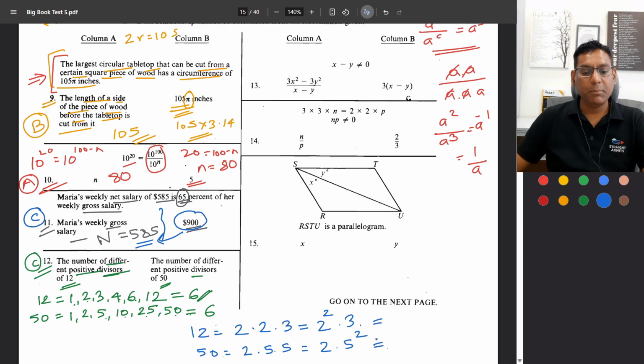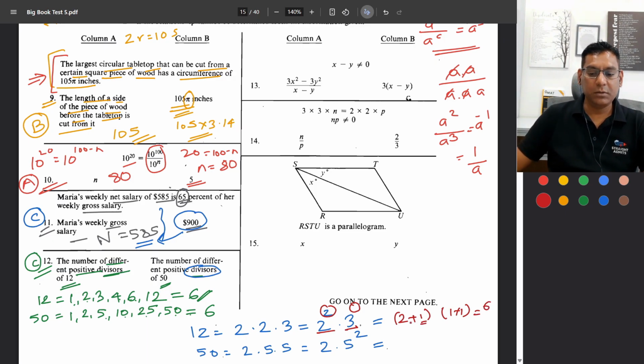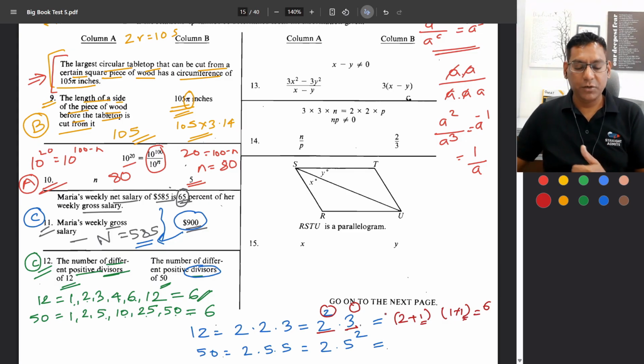And what you do is, the number of factors of that, basically how many divisors these numbers will have, will always be found this way. Here we have two prime numbers, their powers are 2 and 1, correct? Just add 1 to each. So 2 becomes 2 plus 1, 1 becomes 1 plus 1, and multiply. So you get 3 into 2, 6. Got it? I took the power of 2 plus 1, took the power of 3 plus 1, multiply. If there were more prime numbers, I would have continued to do the same.